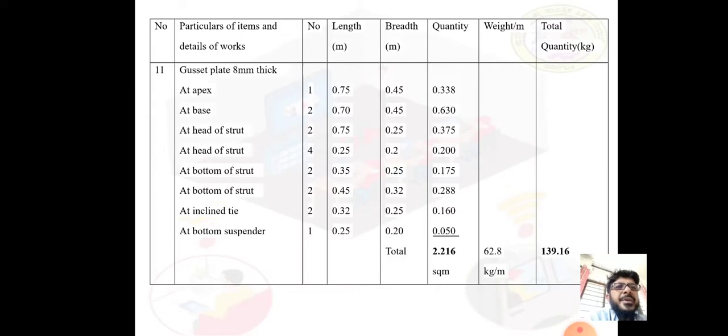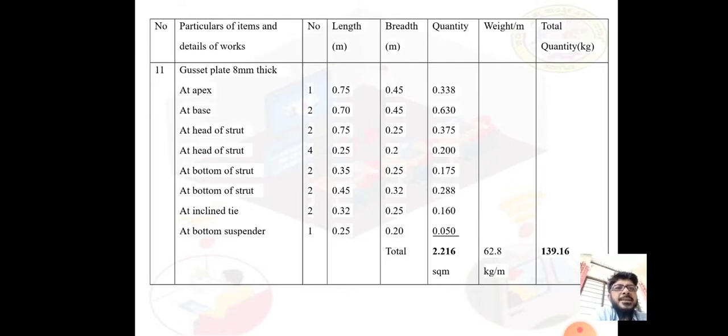So here size is given as a rectangle, and we have to calculate the total, but if you see in the sketch, gusset plates are not rectangle or square, so there will be wastage in cutting, and we can reduce the weight of the truss also. Okay, but we have to calculate the total as rectangle only for quantity. Okay, so gusset plates again, we have mentioned as number 11, and different sizes will be mentioned.